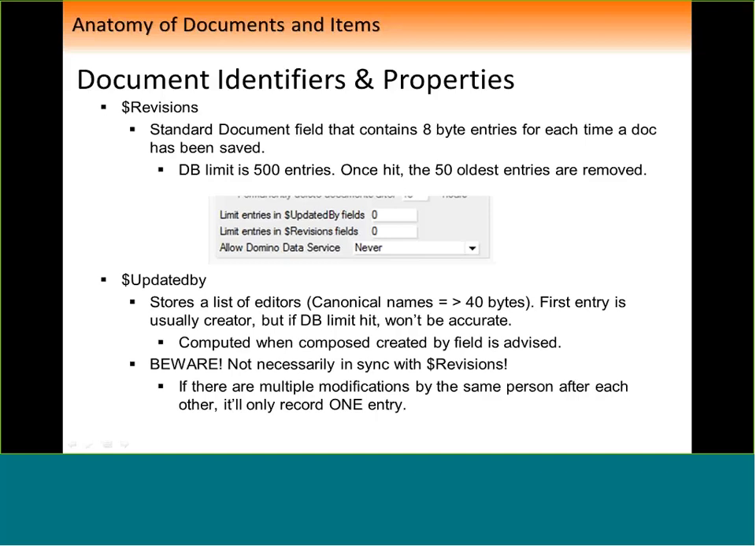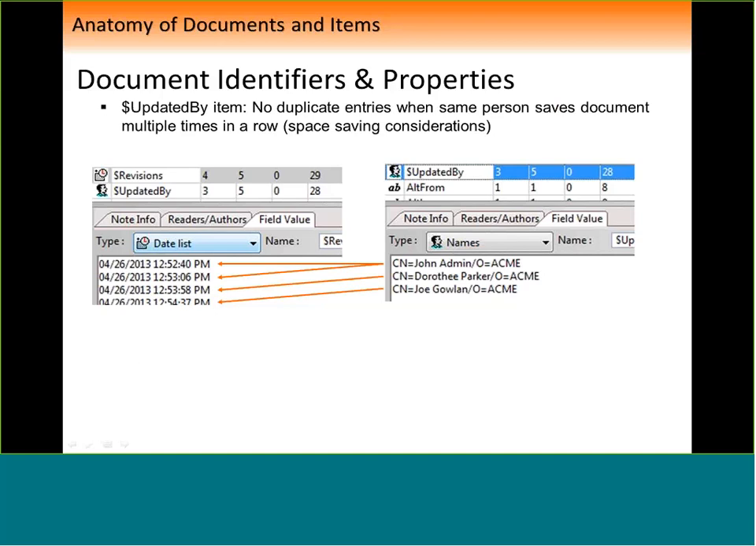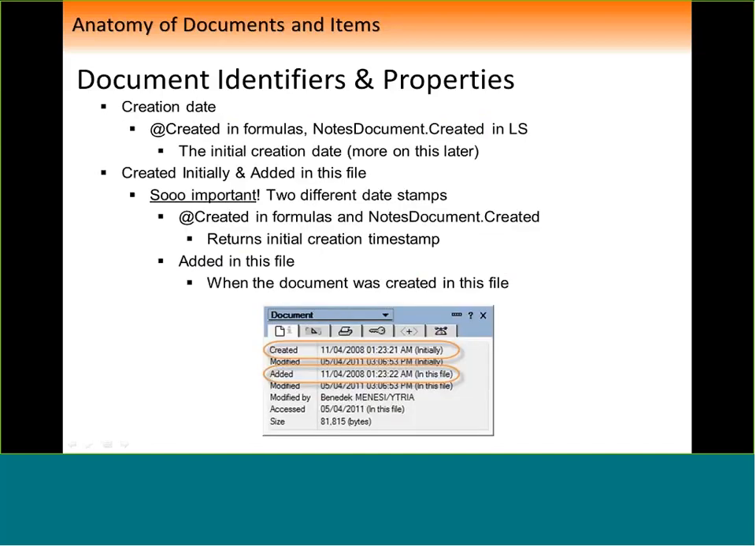Now, what's important to understand is that this field is not going to be in sync with the $revisions, because when I save this document 3 times, I will only have 1 entry in the $updated by field, while we generate 3 date stamps in the $revisions. This is why, in this particular scenario that we're looking at here, we have no way to know which of those 3 users saved the document 2 times. Okay, so that's something important to understand here.